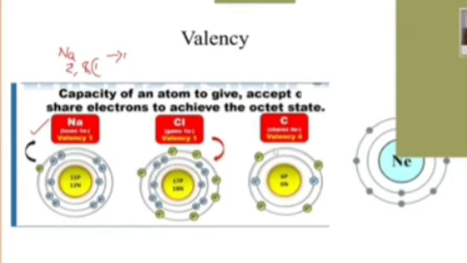The first figure is sodium. The atomic number of sodium is 11 and its electronic configuration is 2, 8 and 1. So the outermost shell of sodium contains only one electron. So, to attain stability, the sodium atom donates this one electron. When it donates one electron, what happens? It changes into a sodium ion. So the valency of the sodium atom is 1 because here it donates one electron.